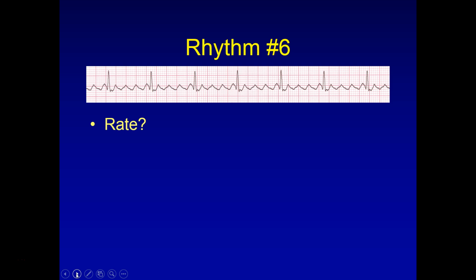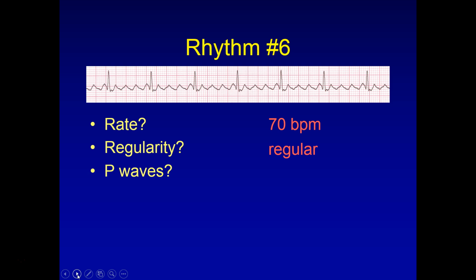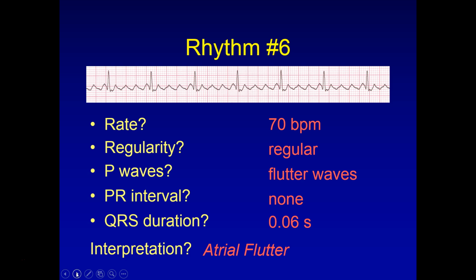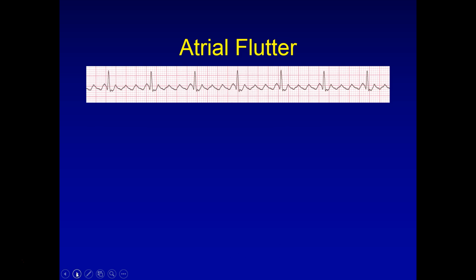What is our rate? Our ventricular rate is 70 beats per minute. Is it regular? It is. P waves? We have flutter waves. By definition, they're not P waves. PR interval? No PR interval. QRS duration, it's fine. Interpretation, this is atrial flutter.